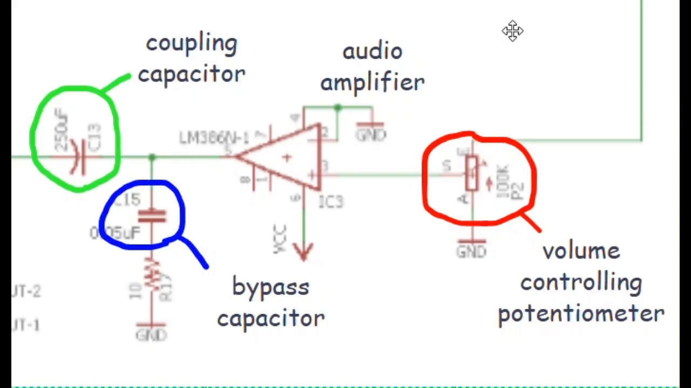But not least, we have block 4, which shows an audio amplifier. LM386N-1 is a low voltage supply audio amplifier. Here, we have a coupling capacitor C13 that allows AC signal to pass through but not DC signals. We have C15 as the bypass capacitor, whose main purpose is to reduce power supply noise and improve output stability. And lastly, we have P2, an adjustable potentiometer which controls the output volume of the whole circuit.